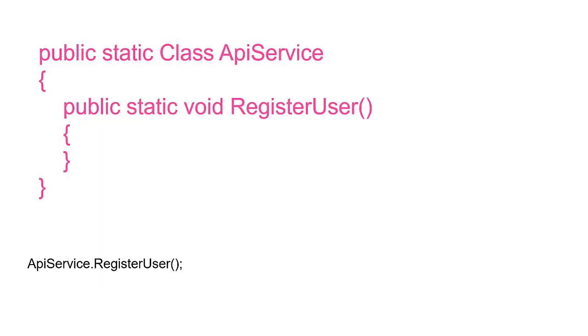However, if we make this class static, then we also need to make all the methods in this class static. And when we try to access this register method from some other class, then instead of creating a new object, we simply call this method with the name of this class.